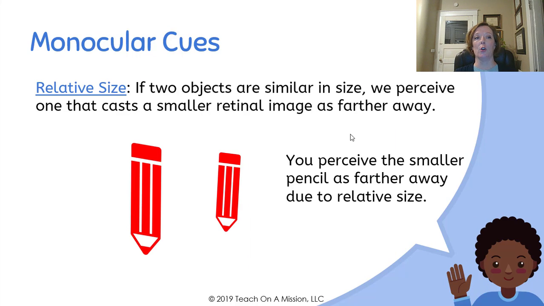Another monocular cue is relative size. So if two objects are similar in size, we perceive one that casts a smaller retinal image as farther away. So these two items are similar in size, but because one is slightly smaller, it casts a smaller retinal image. The one on the right we perceive as being slightly farther away.